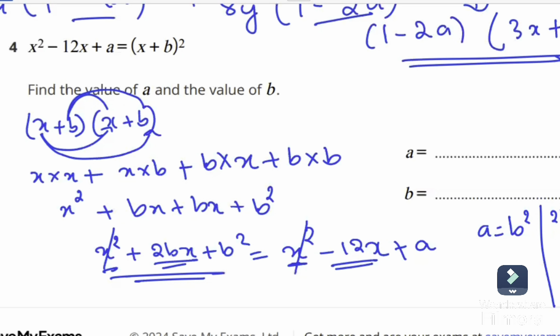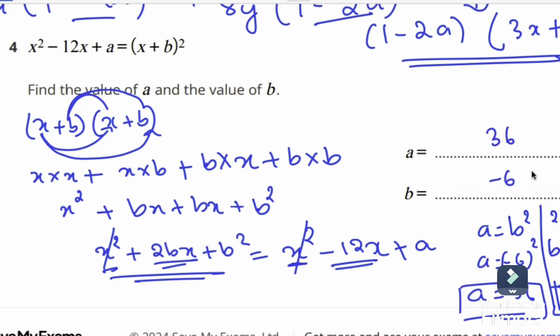Therefore, here, x and x you can cancel them. Therefore, b is equal to minus 12 divided by 2, which is going to be negative 6. So we got the answer for b as negative 6. Therefore, a is equal to negative 6 whole squared. In the calculator, you have to place the whole square, which is going to be 36. Therefore, the answer for a is 36 and b is negative 6.